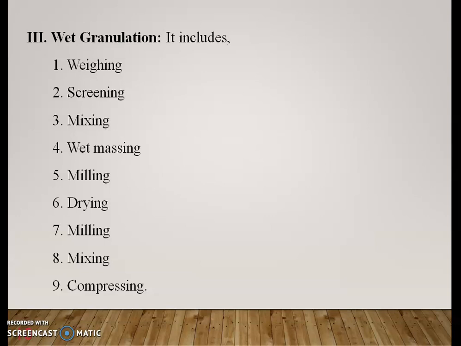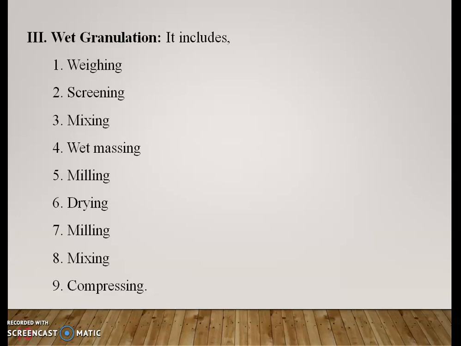The steps include weighing of the ingredients, then passing these ingredients through a suitable sieve, mixing these ingredients, then wet massing, that is converting these ingredients into the wet mass, also called a damp coherent mass. Then again passing this wet mass through the sieve, that is milling, then drying of the sieved material, then again passing this material through a sieve, then mixing, and finally compressing into the tablet. These are the steps involved in the wet granulation method.